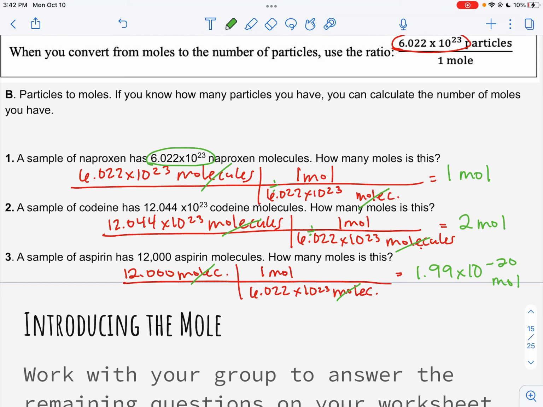So in both questions, I set up so my molecules were on the bottom, so they would cancel out with the molecules on the top. And then you're going to divide by 6.022 times 10 to the 23rd. The main thing here is don't forget to use your parentheses when you're dividing, because you're using that exponent, that times 10, and you don't want it to accidentally apply to everything in the question.